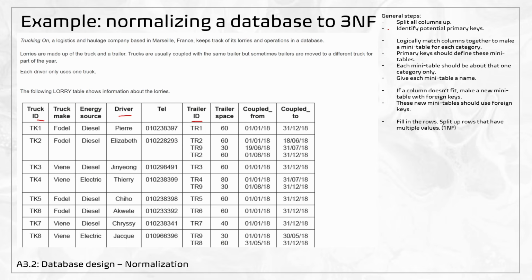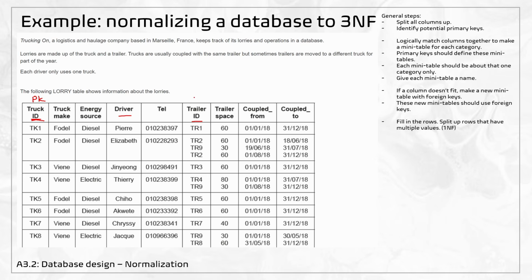So again, let's split all the columns up and think about which columns could be primary keys. So truck ID could definitely be one because it's an ID. That's a big giveaway. IDs are usually keys. So let's just write PK over here. Truck make, oh, there's a duplicate right here, so that can't be a primary key. Same for energy source. Driver, I mean, 2 drivers could have the same name, so yeah, I don't think it could be a primary key. Telephone, again, I don't think it should be a primary key. It doesn't directly identify different drivers, so I don't think telephone number should be a primary key.